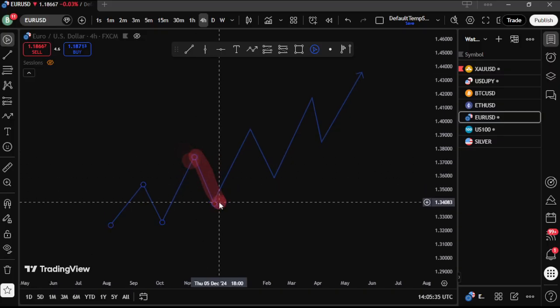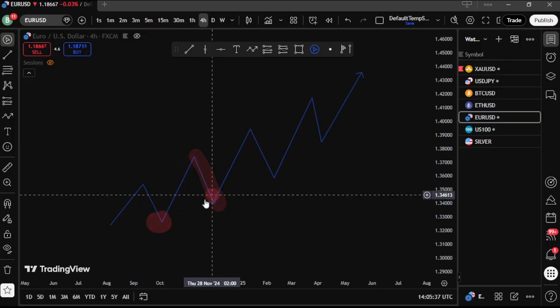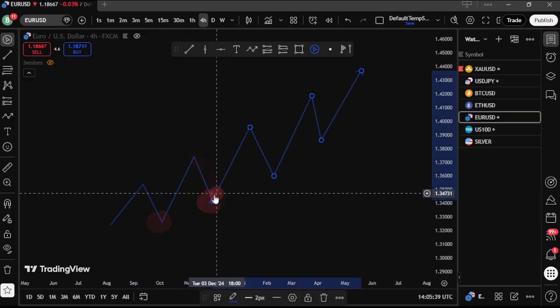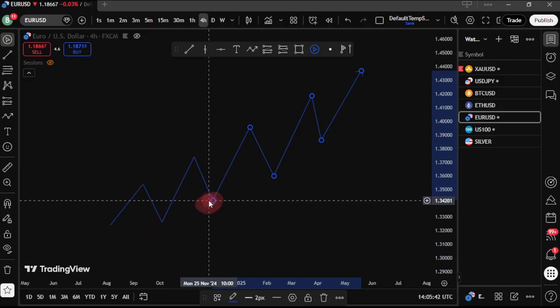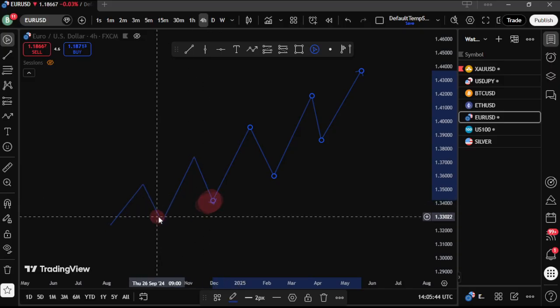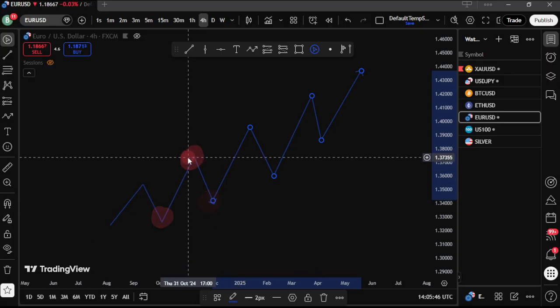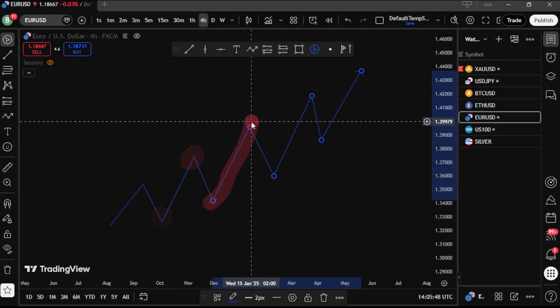It tries to come low and break this one. It couldn't break it. Then this swing low is like, oh, okay, you couldn't break this low that is here. It means that you are weak. I'm coming for you. And it counts for it, right?